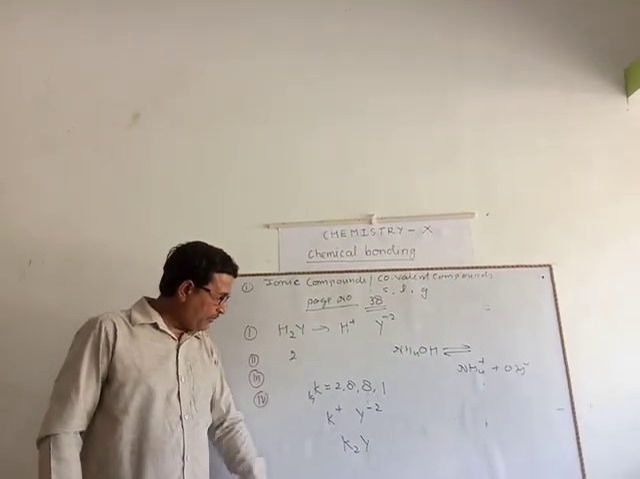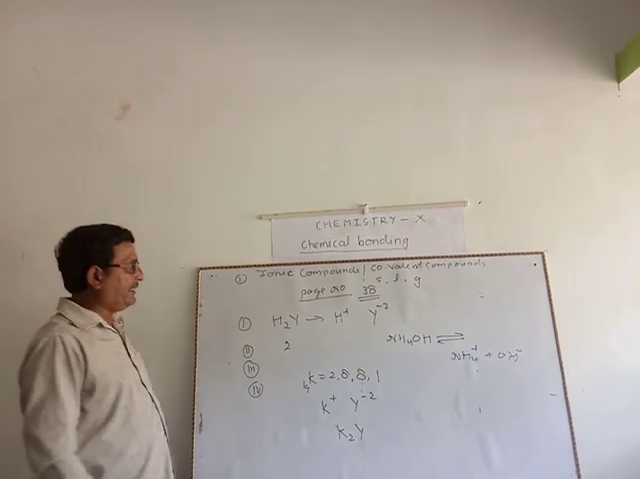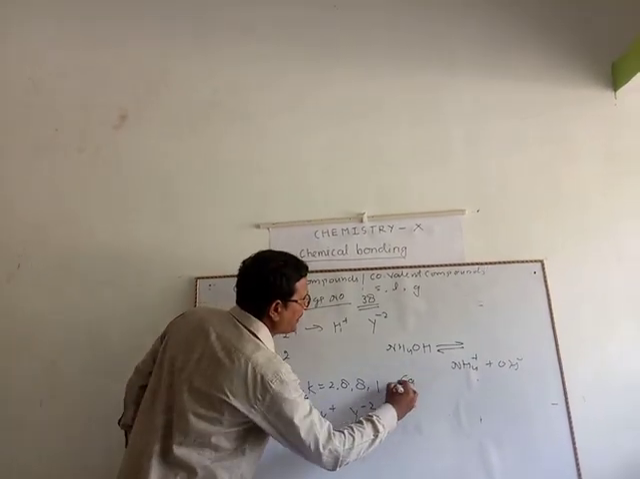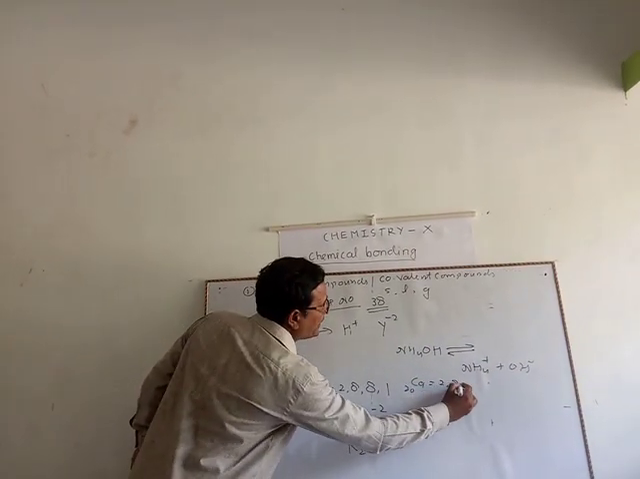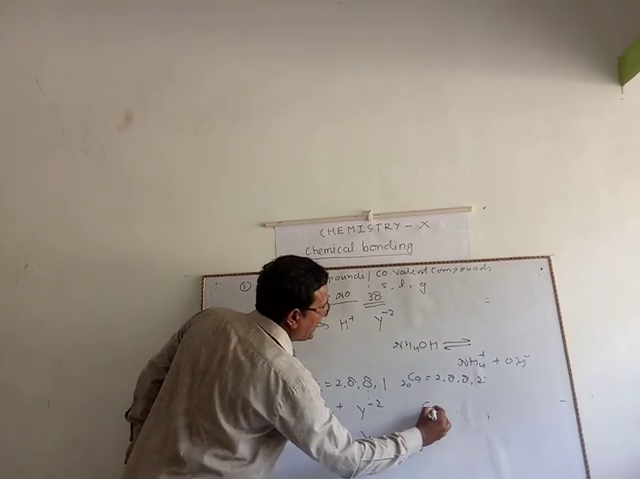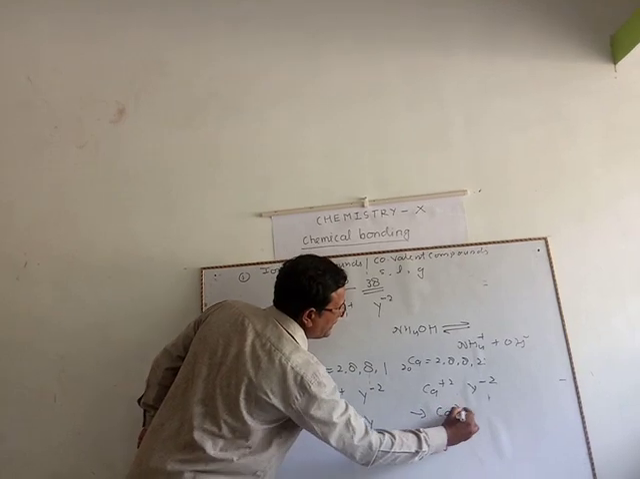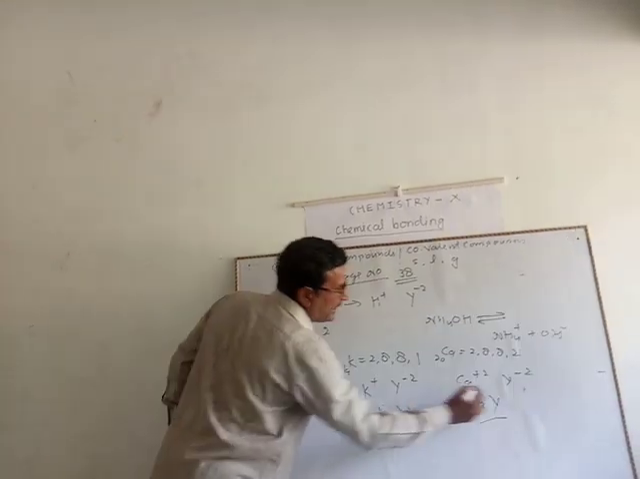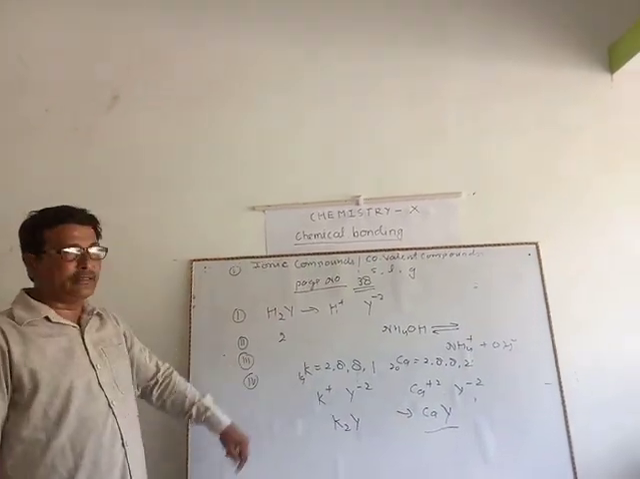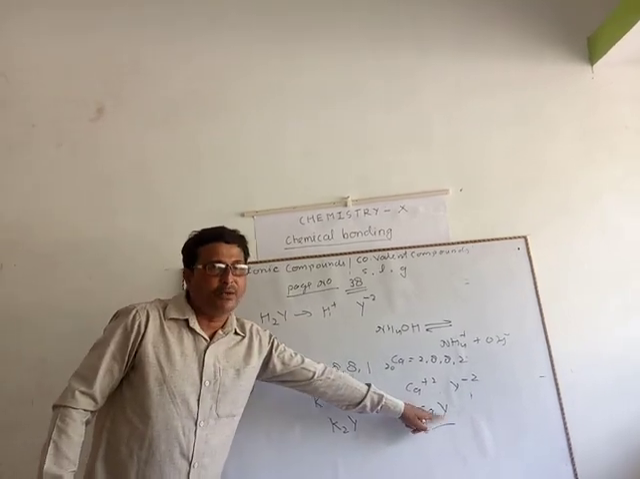Last one, the formula of the compound between calcium and Y. The electronic configuration of calcium is 2, 8, 8, 2, meaning calcium plus 2, Y minus 2. The formula will be CaY. You have already studied this in the 9th class chapter, language of chemistry. This is also an ionic compound.